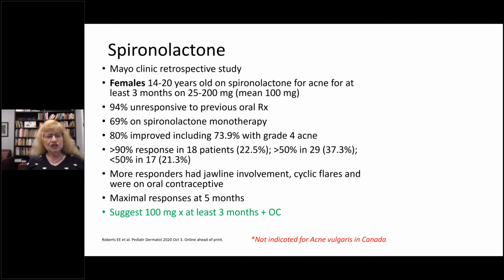And in this population, almost all of them were unresponsive to previous oral therapy, which for the most part was oral antibiotics. So again, whether it was antibiotic resistance or whether it was just really tough acne, their patients were either moderate or severe, being grade 4. If you looked at the grade 4 group, which was about 3/4 of their population, 80% of them had improvement. You can see that roughly 2/3 of them were just on spironolactone by itself.